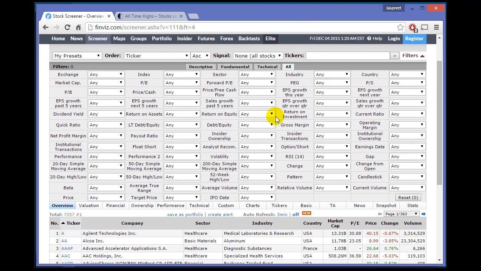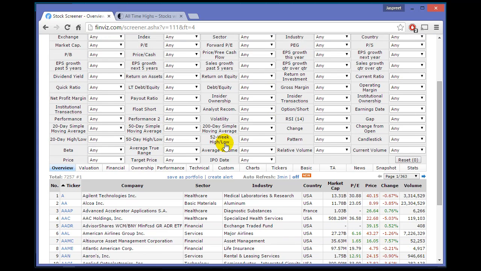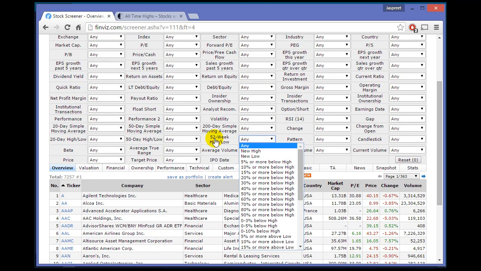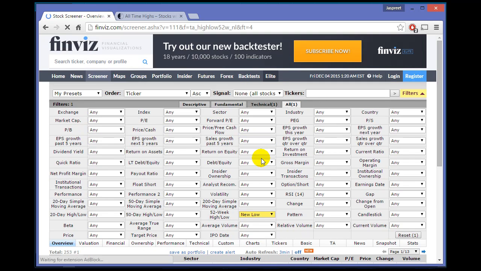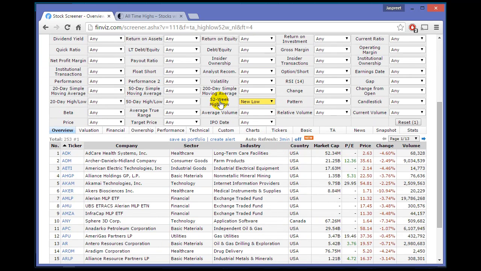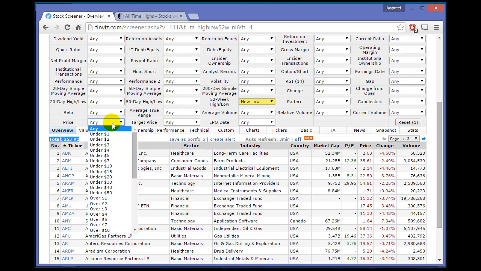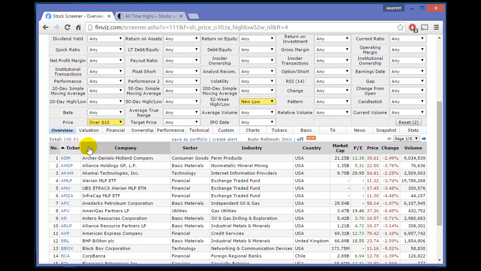In here, there's one very simple way to look for the 52-week low. That's it. That's all you have to do. New low on a 52-week. You've got 253 stocks in here. Now, let's just say you're looking for stocks that are over $10. Okay, from 253 we're down to 148.